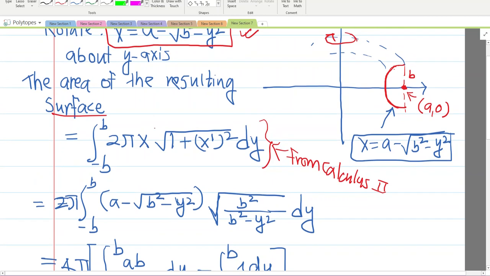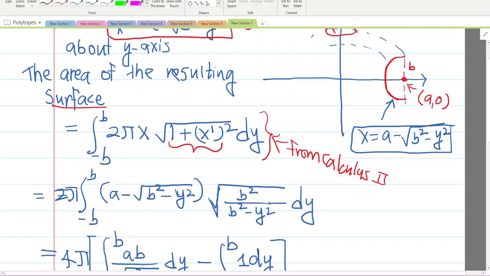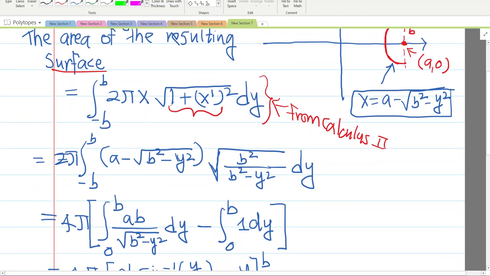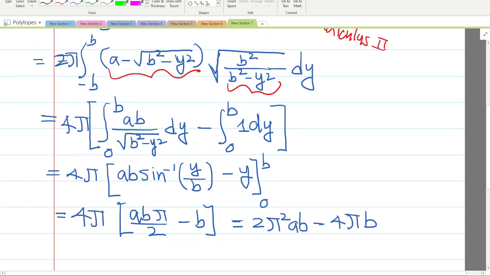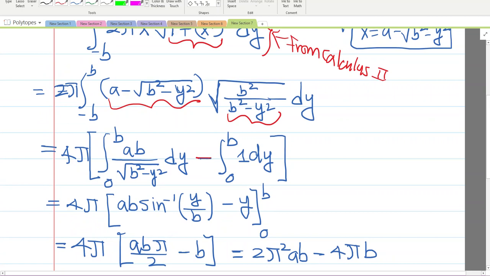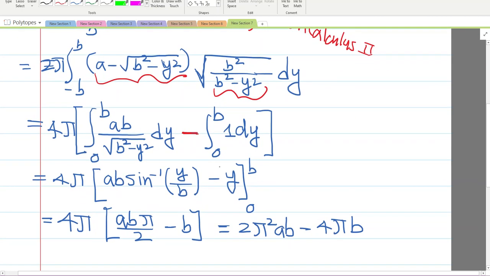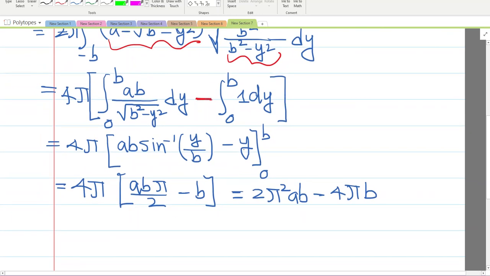So plug in the x value and then the value of this, which we already got. So that's x, and that's this one here. The only thing different in this computation from the previous one is that we have a negative sign here instead of positive, right? So everything else is going to be the same. So you can see that, and that's the final answer.